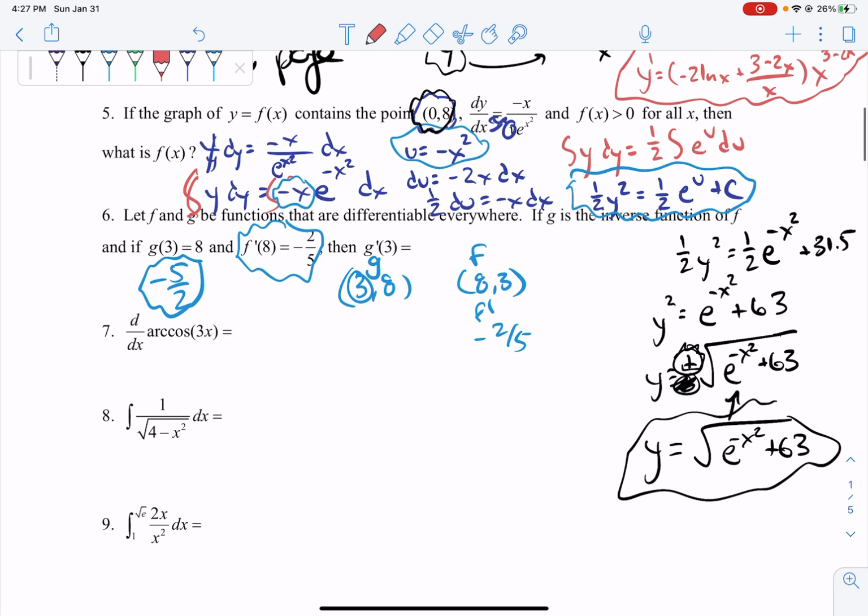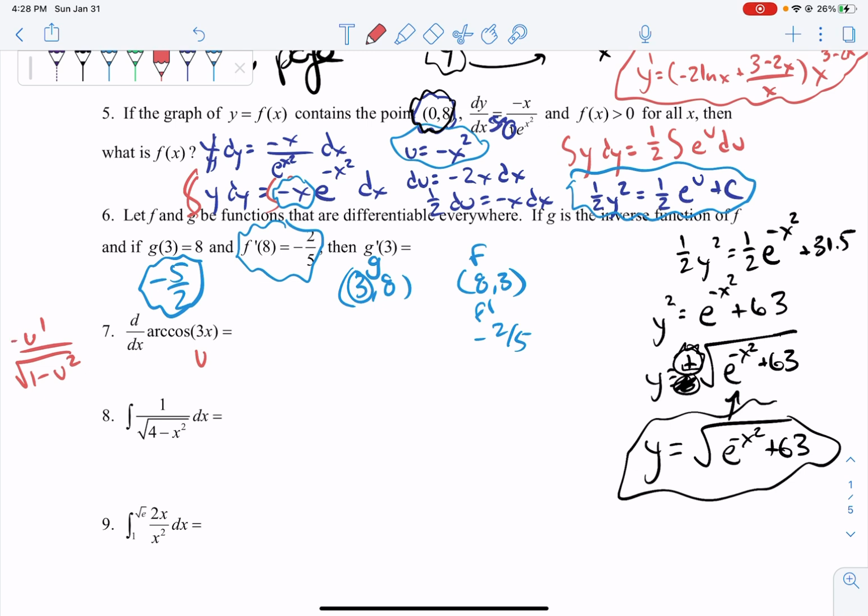Number 7, the derivative of arc cosine of 3x. Okay, this is one of those that you should have memorized, as far as all the derivatives and antiderivatives that you have memorized. So the derivative of arc cosine, remember, is u prime over the square root of 1 minus u squared. Now, 3x, that's just my u. So the derivative of the arc cosine of 3x is going to be, no, that's not right. It's a cosine, so we should have a negative here, negative u prime.